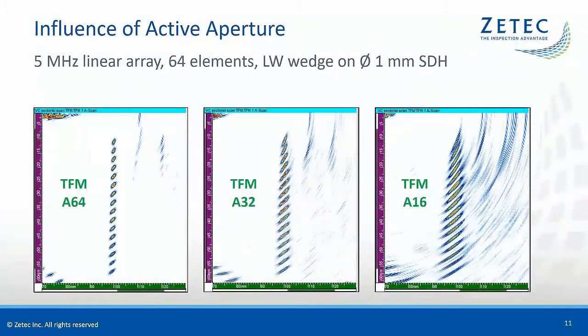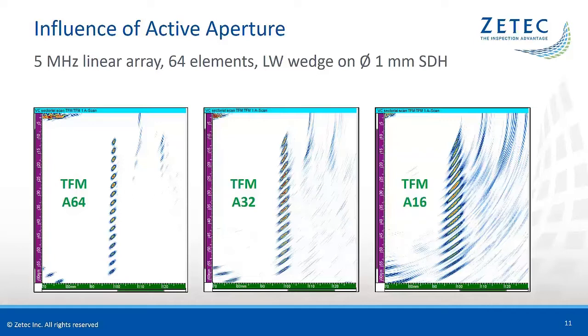As previously mentioned, the active aperture of the probe is a key parameter for the focusing capability. This slide clearly illustrates the influence of this active aperture on the TFM imaging. Live TFM images of the same set of side drilled holes were recorded with different apertures. From left to right, 64, 32, and 16 elements of the probes were used to generate the TFM frames.